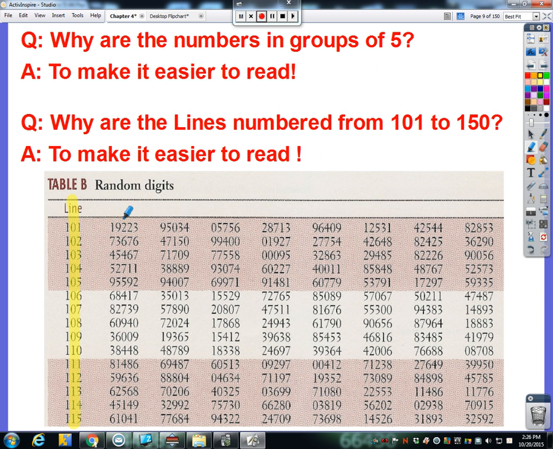Now, you'll notice that there are groups of 5 numbers at a time. And why are there groups of 5? It just makes it easier to split up the numbers instead of just having one super long string of digits here. So it's just really ease for why the numbers are listed the way they are in the random number table.